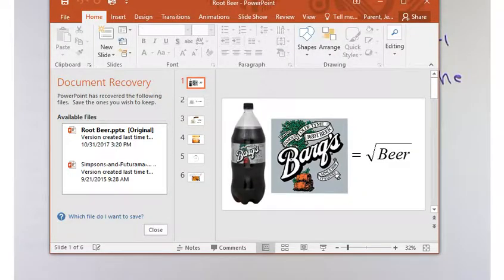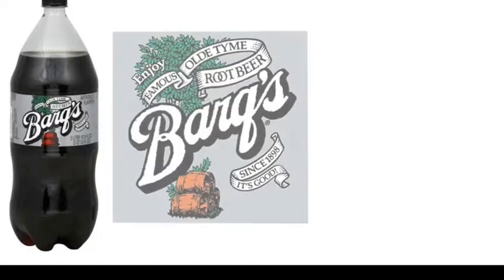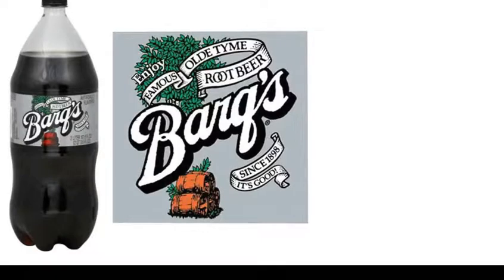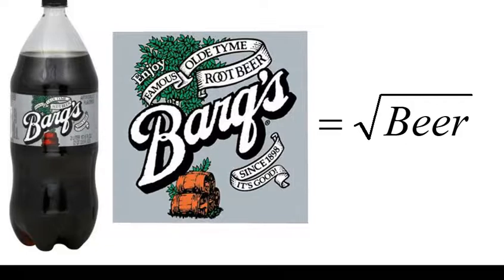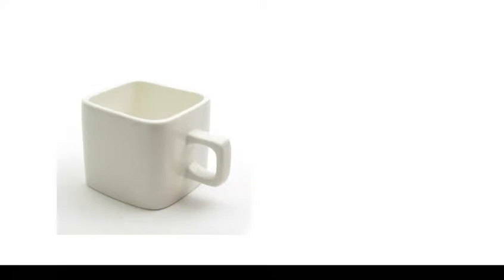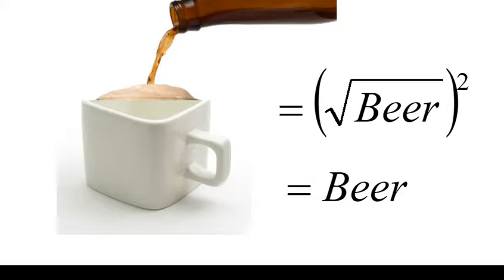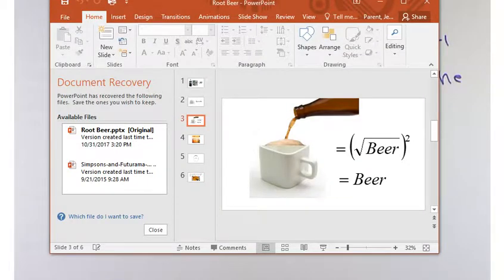Quick brief aside here. So the other day I had some root beer. Or another way to express that is this, right? All right. Question, what's this? It's square glass. So what did I do? I poured my root beer into a square glass, and I got beer. All right. All right. Don't forget to tip your servers. I'll be here all week.